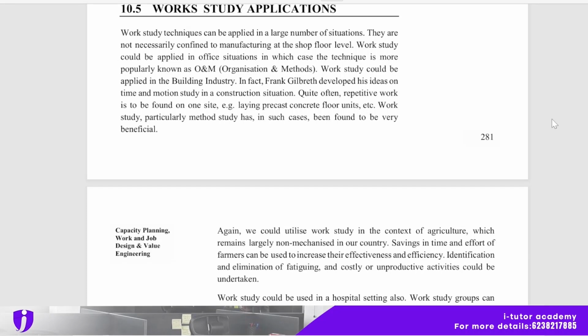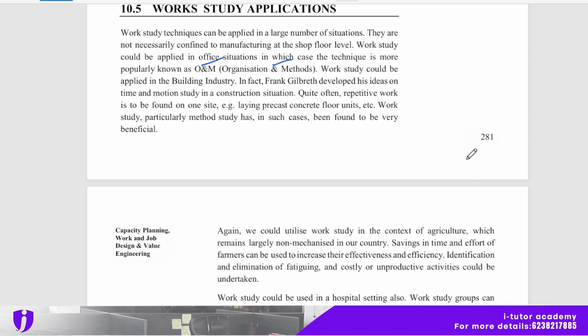In today's session, we will start with Unit 10, subsection 5, that is work study applications, and is MMPC 009. Okay, work study technique can be applied in a large number of situations. They are not necessarily confined to manufacturing the shop floor level, and work study could be applied in office situations, in which case the technique is more popularly known as O&M, that is organization and methods.